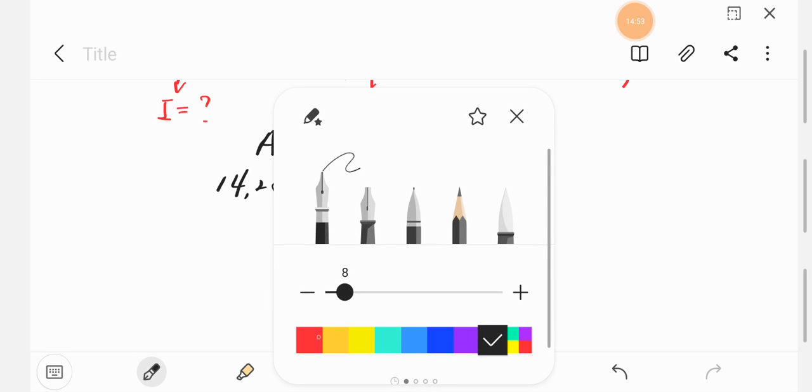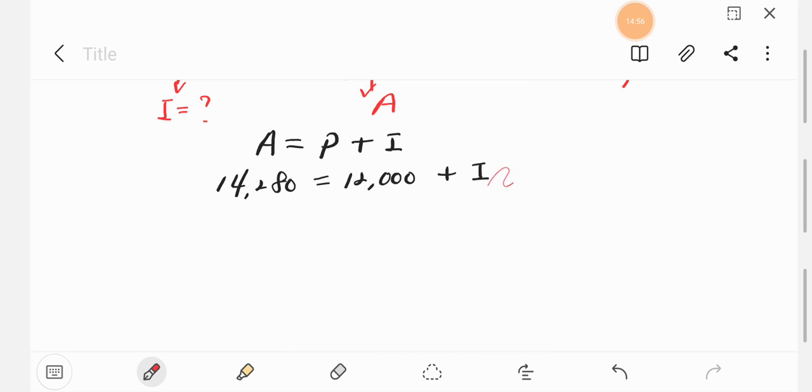So how do you find the value of I? The right side contains variable I, and this one is an addition, right? Something plus something. This means this is not a multiplication. This is an addition. So we can get rid of this 12,000. 12,000 is positive. So why don't we subtract 12,000, because 12,000 is positive. The opposite of 12,000 is negative. So we'll just use negative 12,000. So subtract 12,000 from each side.